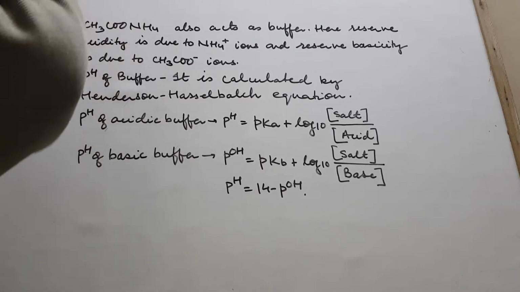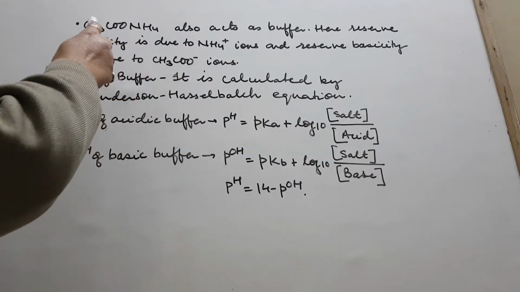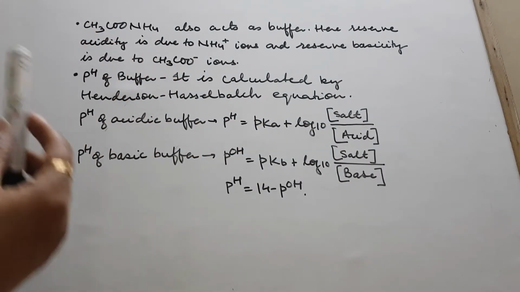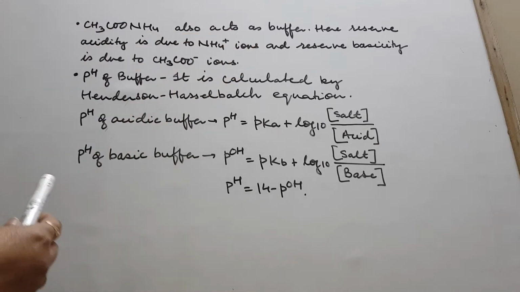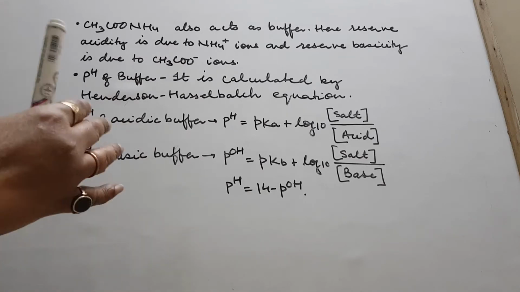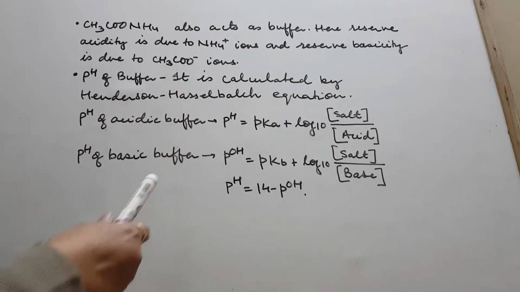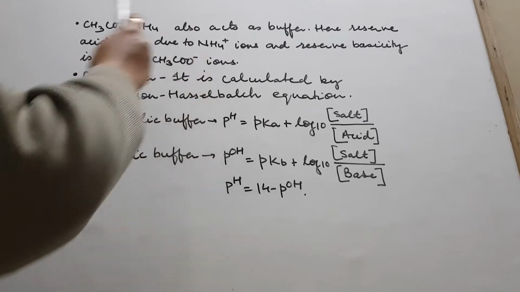Acetic acid from that portion and ammonium hydroxide from that portion. So this salt, ammonium acetate, also acts as a very good buffer. It acts as a buffer but has not been categorized as acidic buffer or basic buffer because it shows properties of both. Hence, they have not categorized it. Here, reserve acidity is due to NH4 plus.